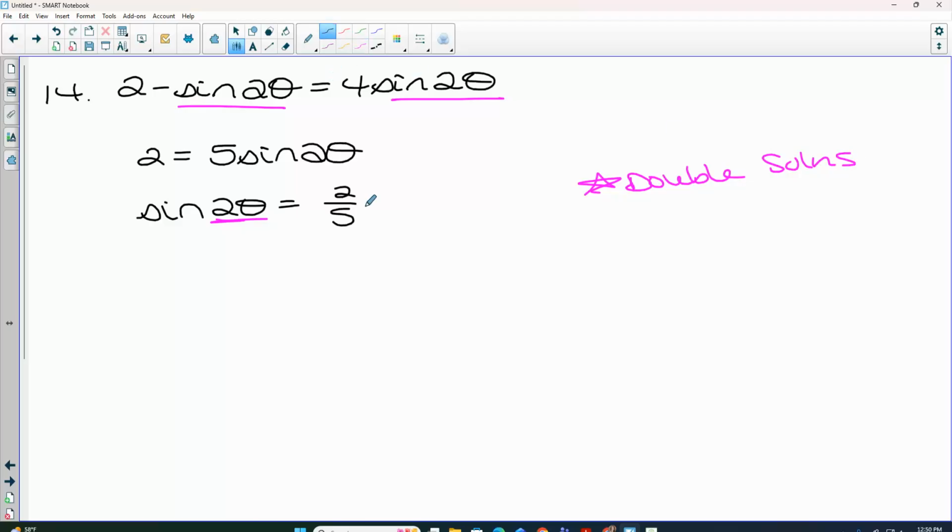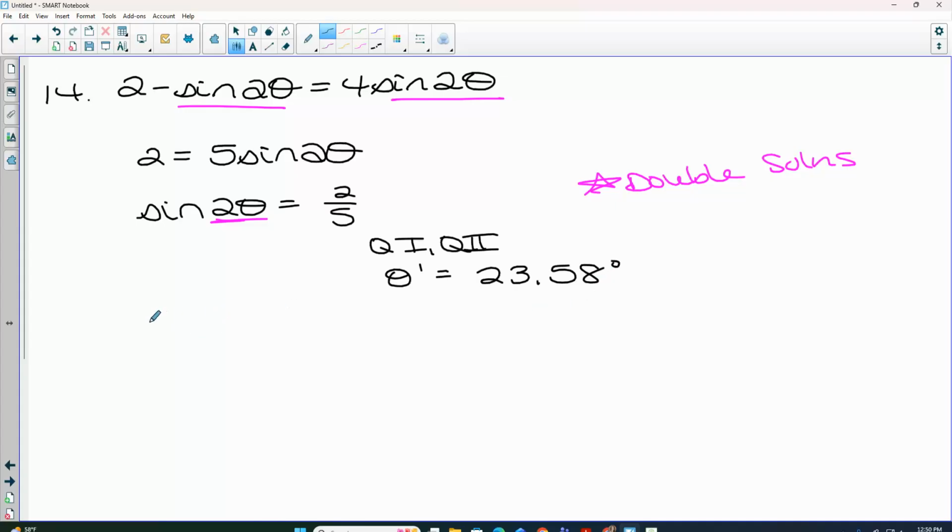I know sine is positive in quadrants 1 and 2. But I do not know when sine is 2/5. So how do we find it? Sine inverse. So grab a calculator, make sure it's in degree mode, and then second sine for sine inverse 2/5. And I get 23.58 degrees. Did you guys all get that to work out?